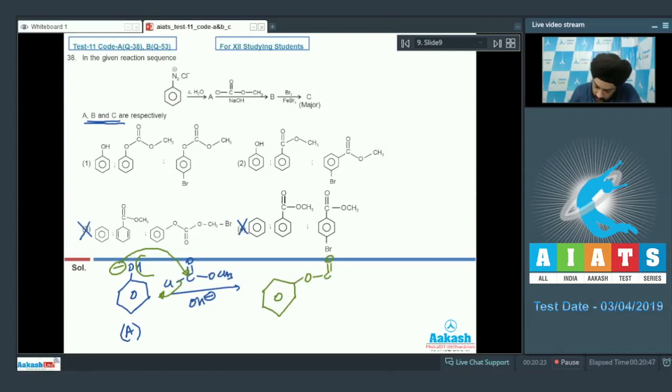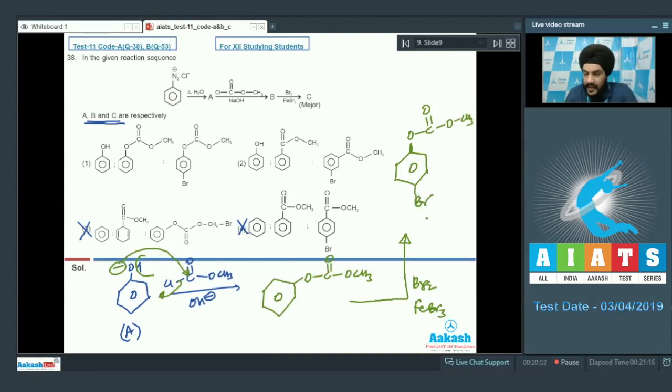PhOCOOCH3, and now this is allowed to react with Br2 in presence of FeBr3. This will cause bromination in the ring, so it is an electrophilic aromatic substitution reaction. So we're going to have the formation of this structure, with the bromination taking place at the para position as major, as the group present is bulky, so it won't give the ortho substituted product as major because of steric reasons.